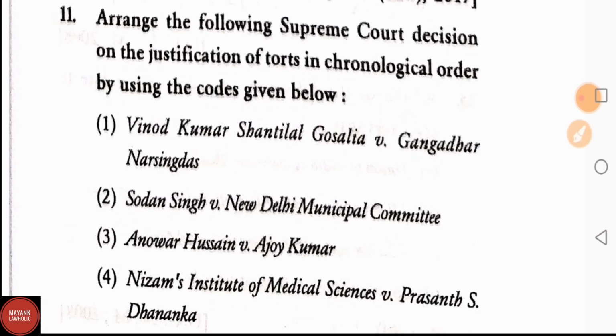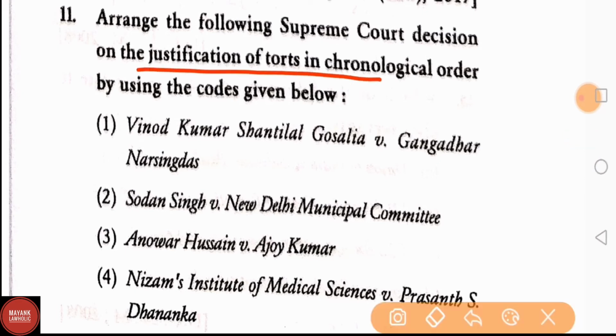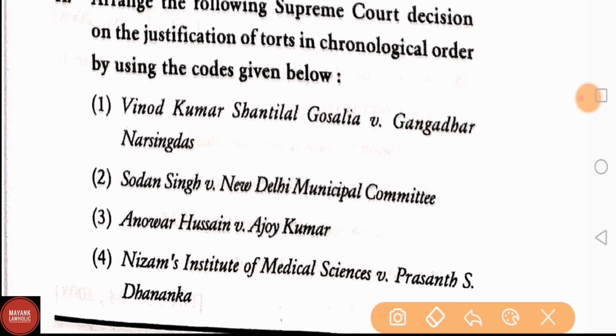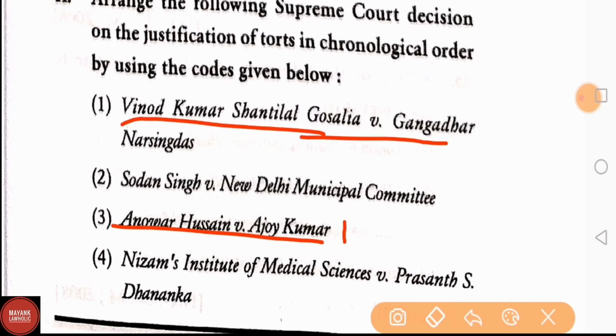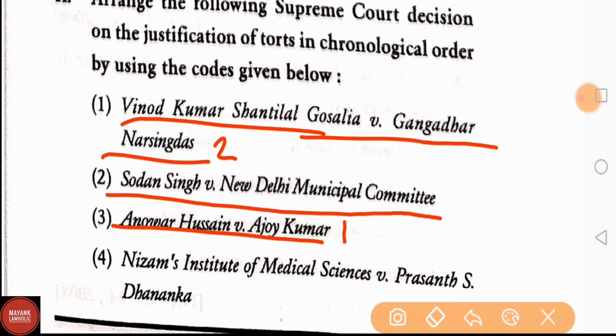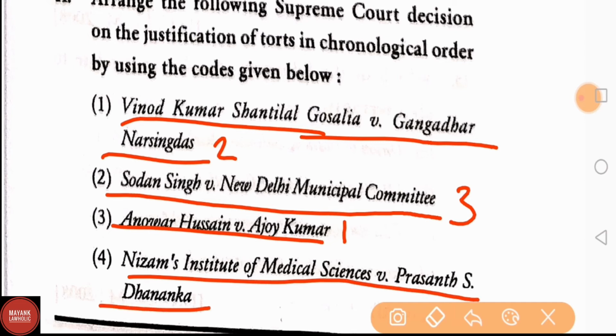Question number 11. Arrange the following Supreme Court decisions on the justification of torts in the chronological order by using the codes given below. In the options given below, the first case held was Anwar Hussain versus Ajay Kumar, Vinod Kumar Santilal Gosalia versus Gangadhar Narsingh Das was the second case held, Sodan Singh versus New Municipal Committee third, Nizam's Institute of Medical Sciences versus Prashant S. Dhananka was the fourth case.